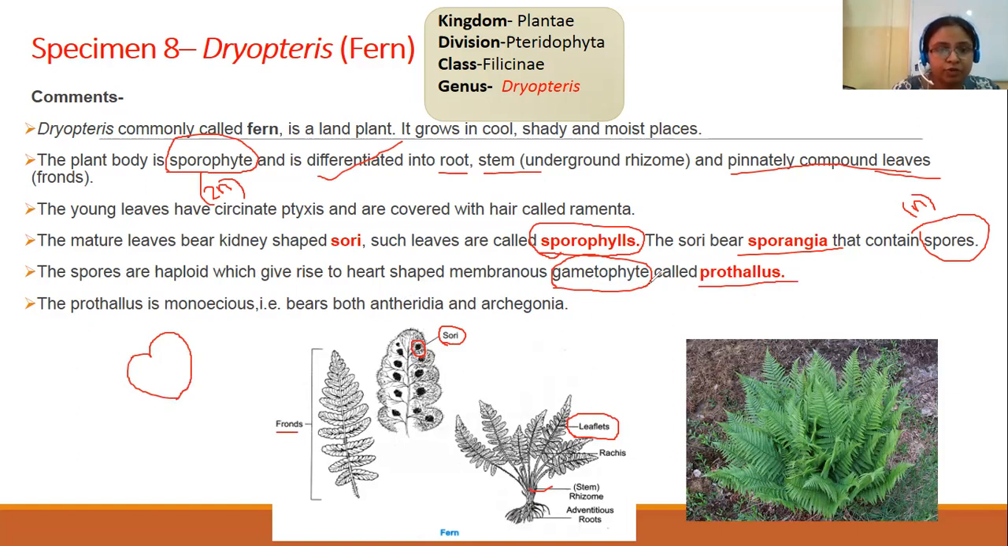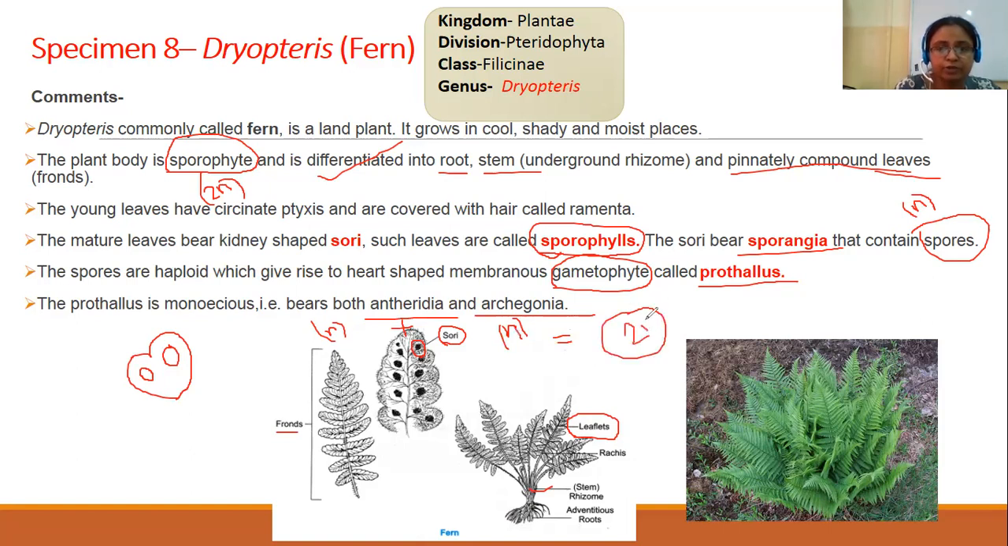See, this is a gametophyte. So this gametophyte, the prothallus, is monoecious. Monoecious means it contains both sex organs, male and female, on the same thallus. Fine. So antheridia are the male sex organs. The female sex organs are called archegonia. Male will produce a male gamete. Female will produce a female gamete. Now, with fertilization, the fusion of these male and female gametes will happen, and a diploid zygote will be produced.